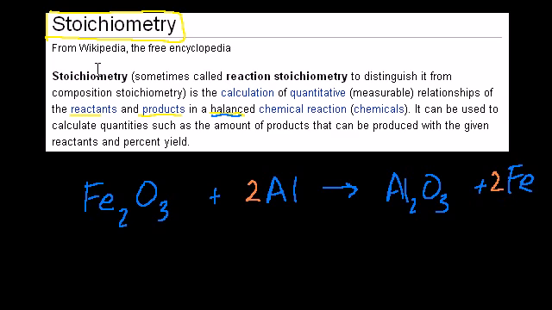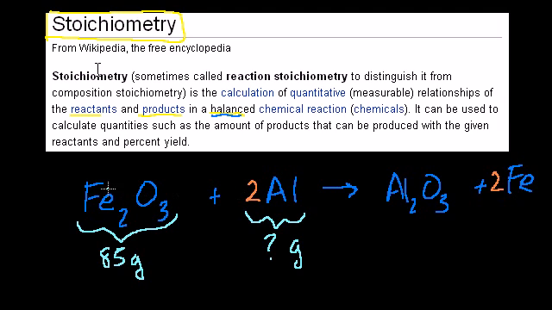So let's say that we were given 85 grams of the iron(III) oxide. So my question to you is, how many grams of aluminum do we need? Well, you look at the equation, you immediately see the mole ratio. For every mole of iron(III) oxide that we use, we need 2 aluminums.